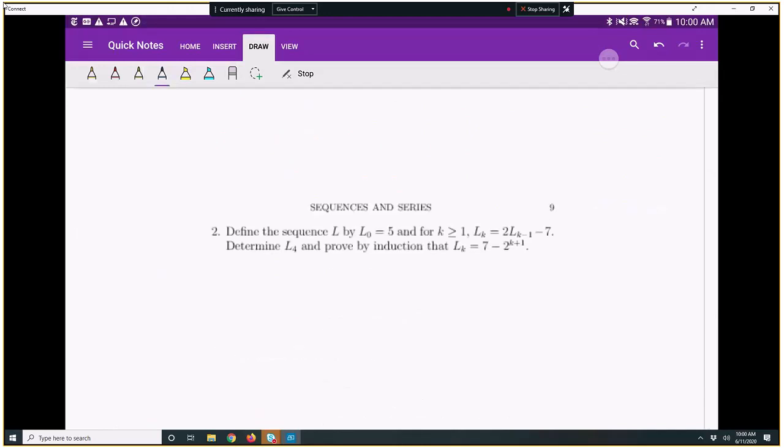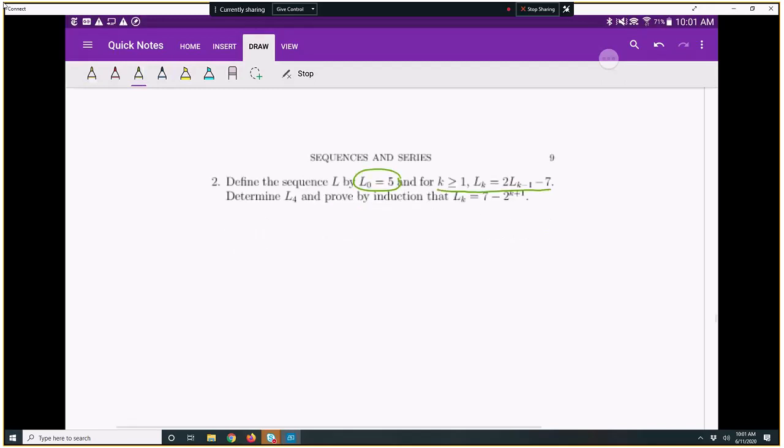Okay, next, we'll define the sequence capital L by L sub 0 equals 5. So this is our basic element that's expressly defined. And then for k greater than or equal to 1, L sub k is 2 times L sub k minus 1 minus 7. So these are the rest of the terms defined recursively in terms of the first. Determine L sub 4 and prove by induction this formula. So let's start with L sub 4.